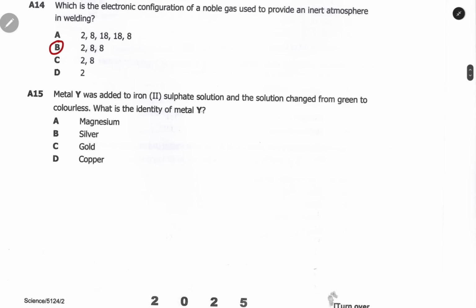15. Metal Y was added to iron 2 sulfate solution, and the solution changed from green to colorless. What is the identity of metal Y? One thing that you should know is that if the solution changed to colorless, it means iron was displaced in this case. Iron 2 sulfate is like this, so there was displacement.